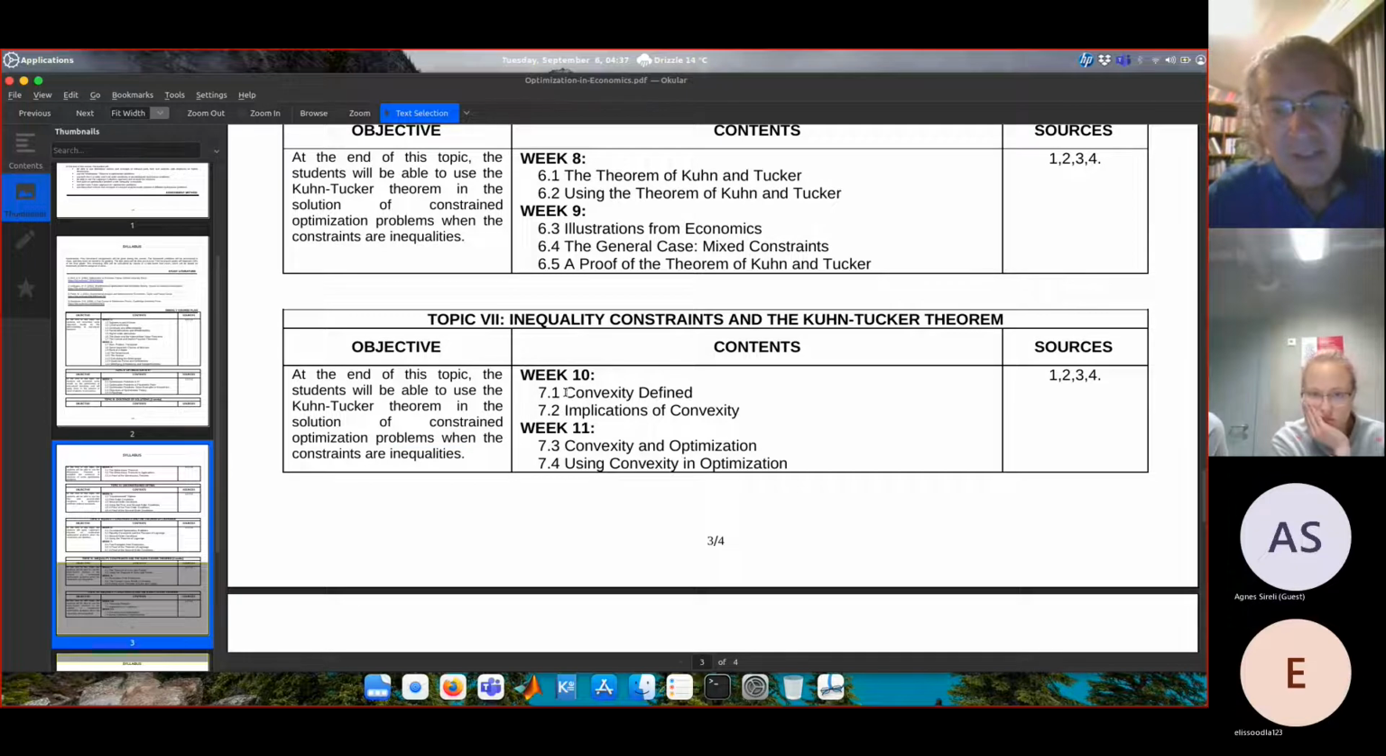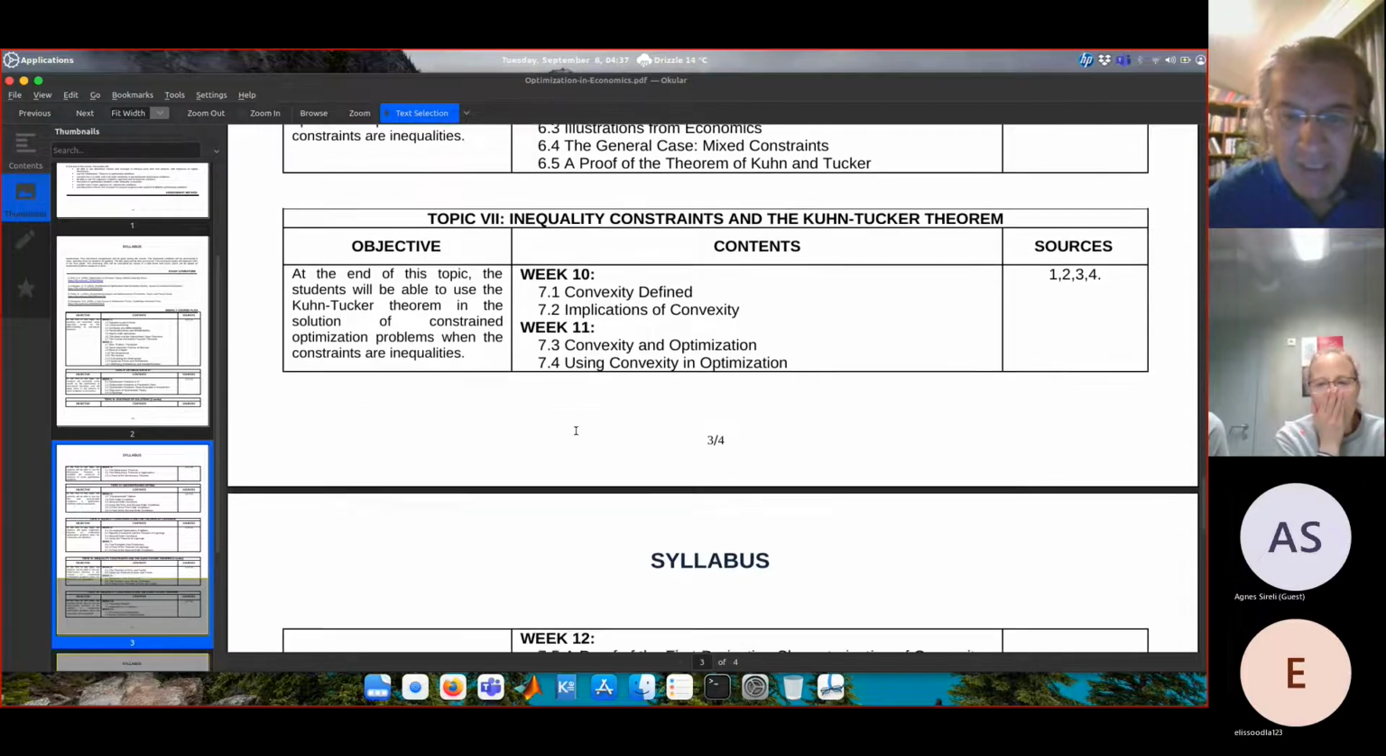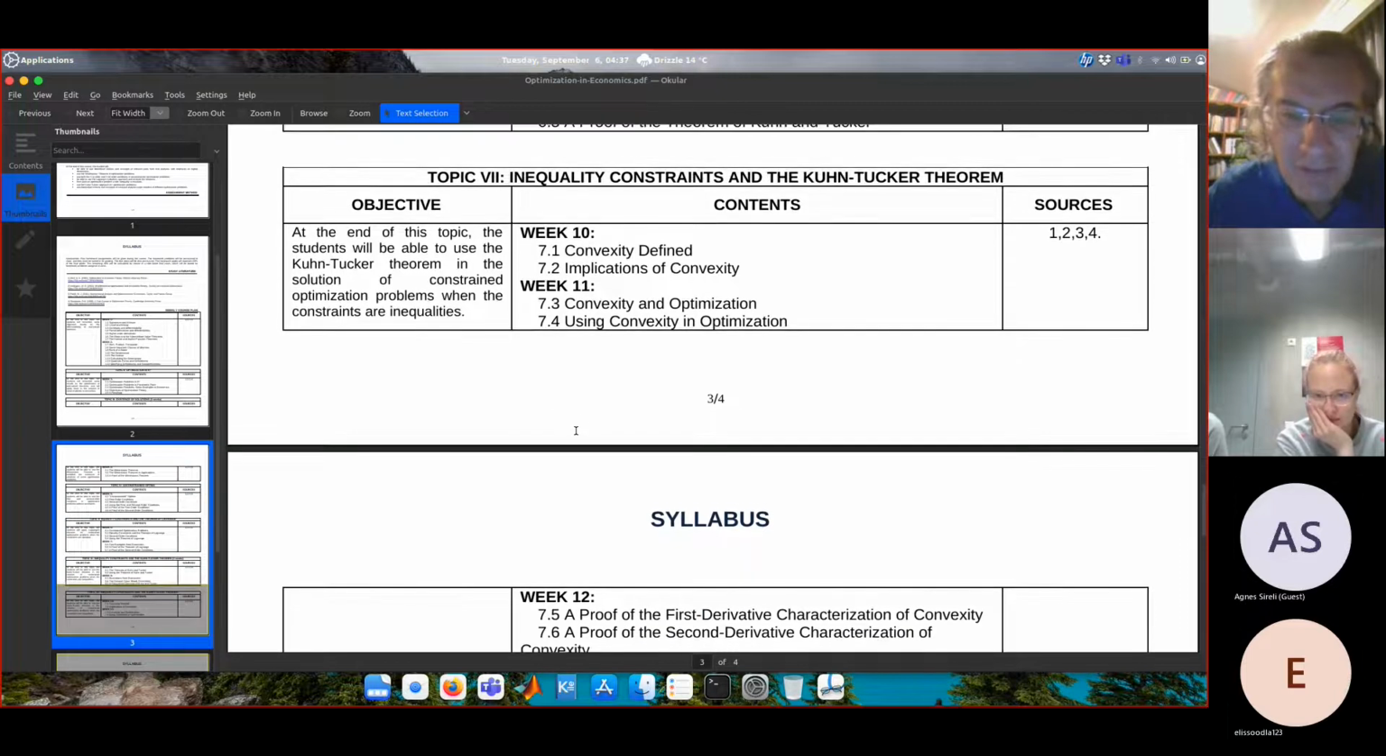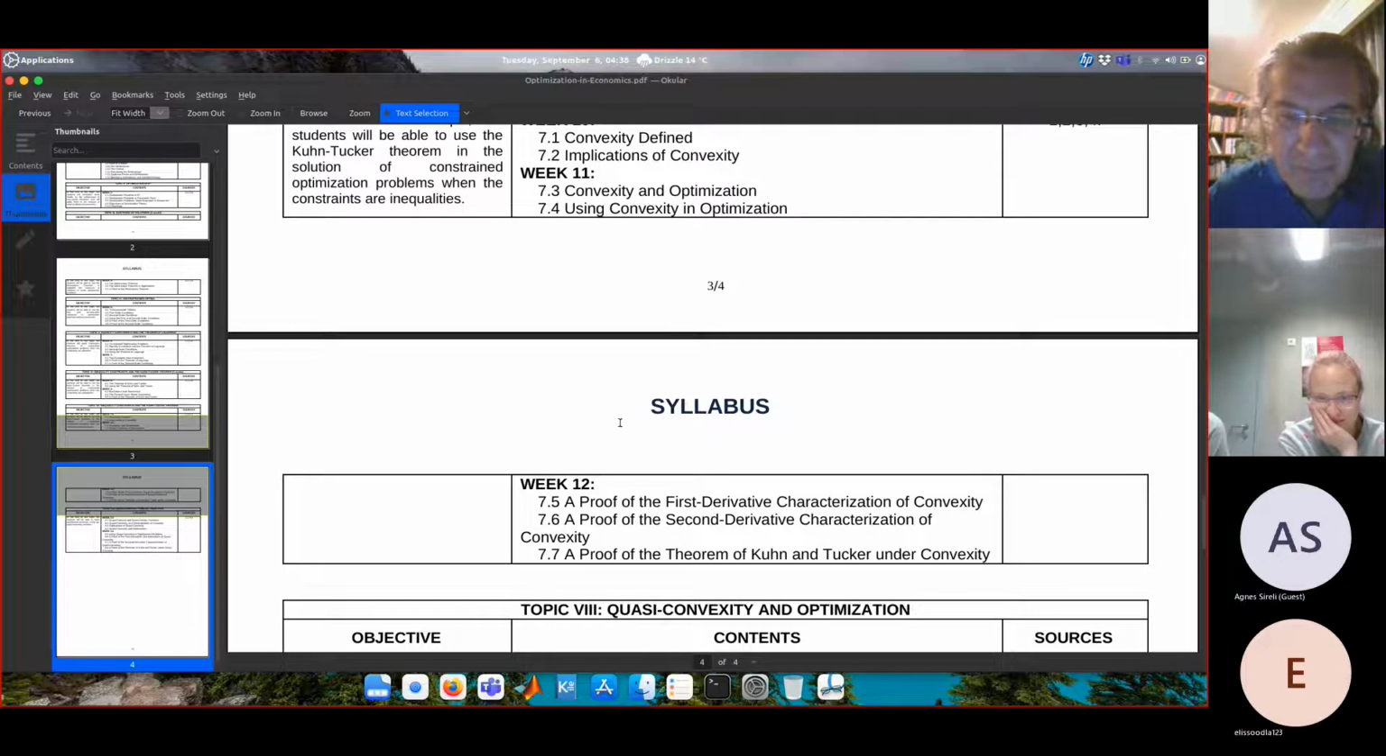We're going to define convexity and some implications of convexity in week number 10. And in week number 11, we're going to cover convexity in optimization, using convexity in optimization. Week number 12.